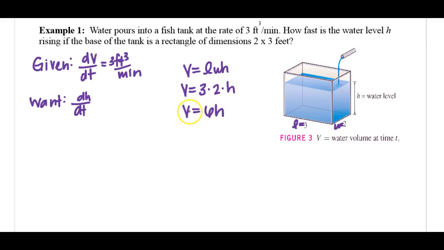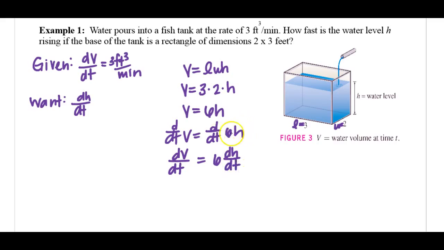So now I want to take the derivative with respect to time of both sides because the volume and the height are both changing. So d/dt of V and then d/dt of 6h gives me the relationship that the rate of change of volume with respect to time is 6 times the rate of change of the height with respect to time.